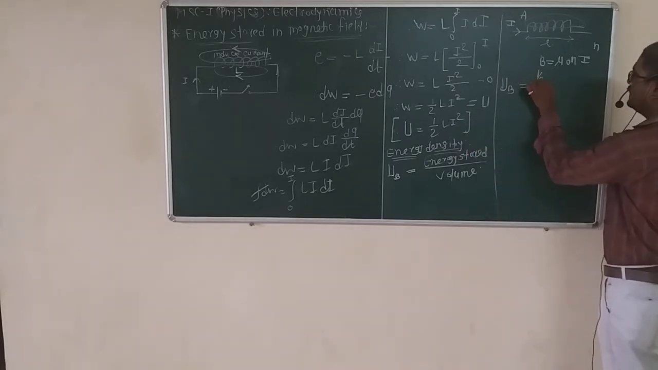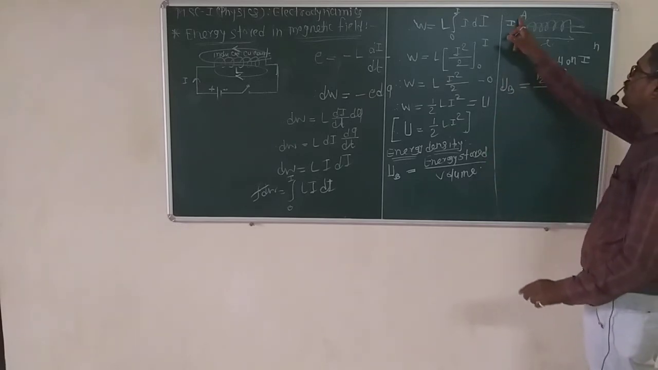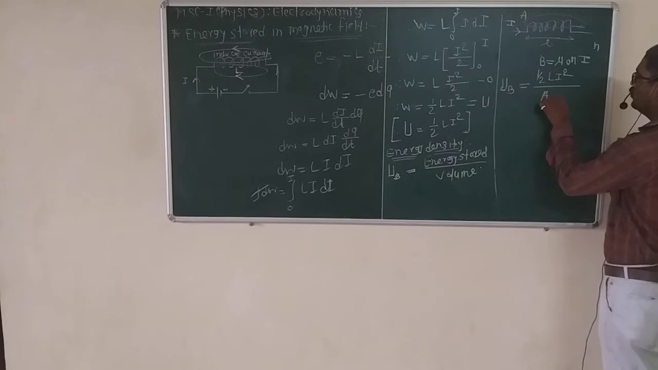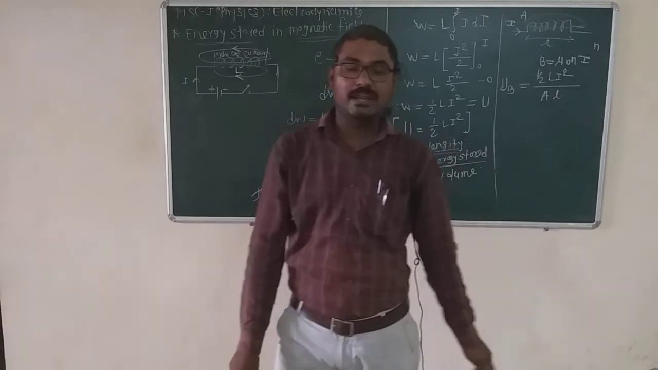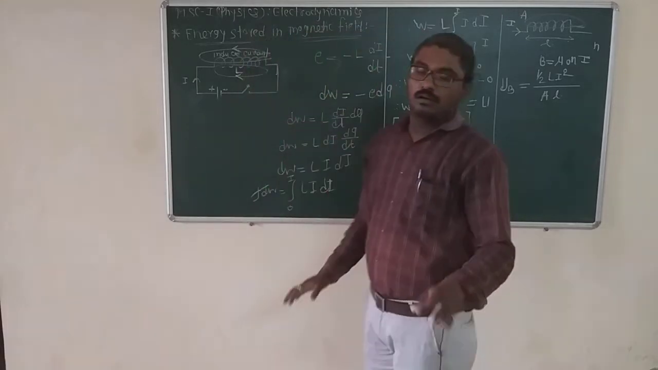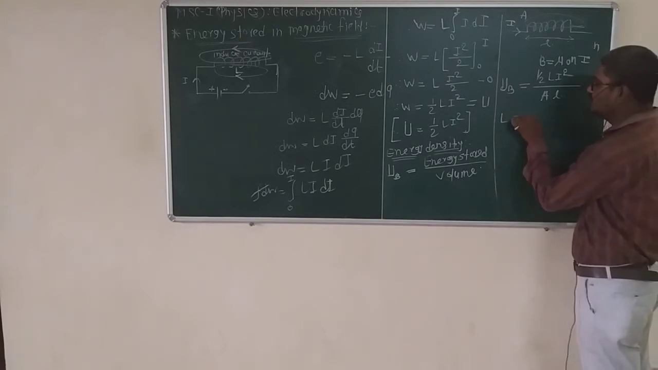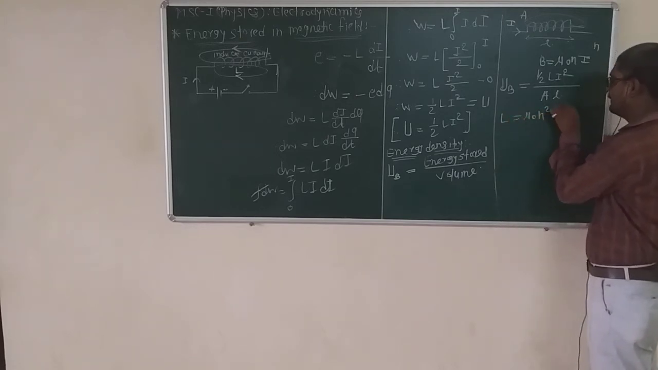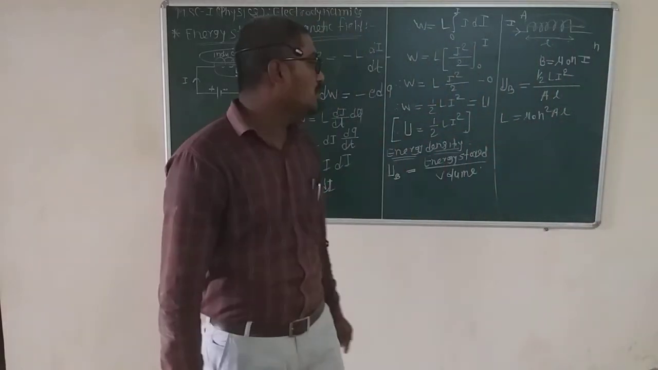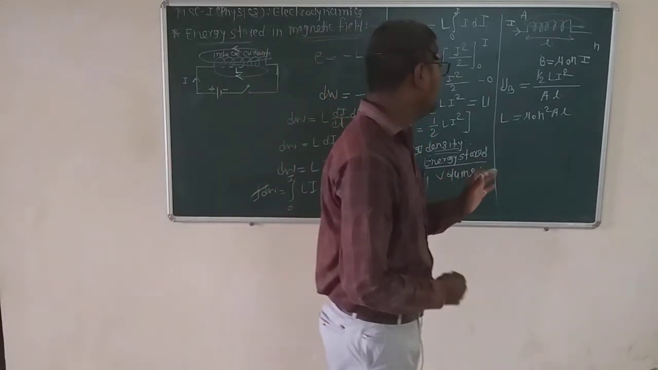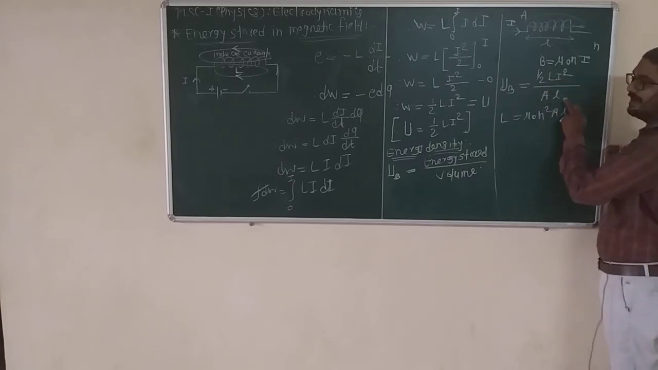The energy stored is 1/2 L I square, divided by the volume. The volume is equal to area into length, A into L. So UB is equal to 1/2 L I square divided by A L. But the value of the inductance, which we have studied in the previous class, is L equal to mu naught N square A l. That is the value of inductance.